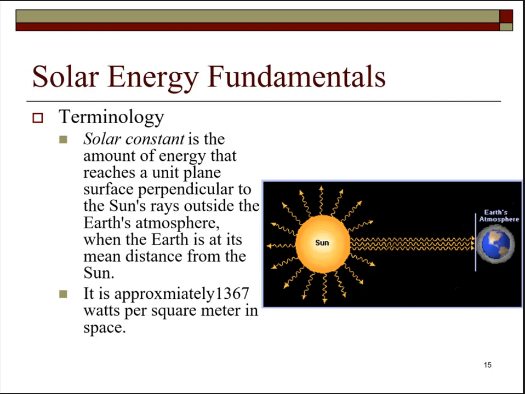As the image shows, the solar constant is a measure of the solar radiation on a surface outside the Earth's atmosphere perpendicular to the rays of the sun. The value of the solar constant on an annual average is 1,367 watts per meter squared.